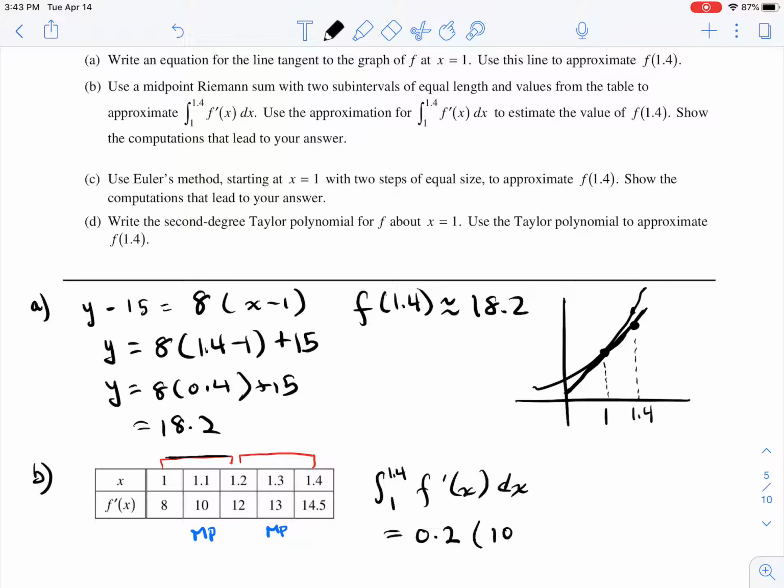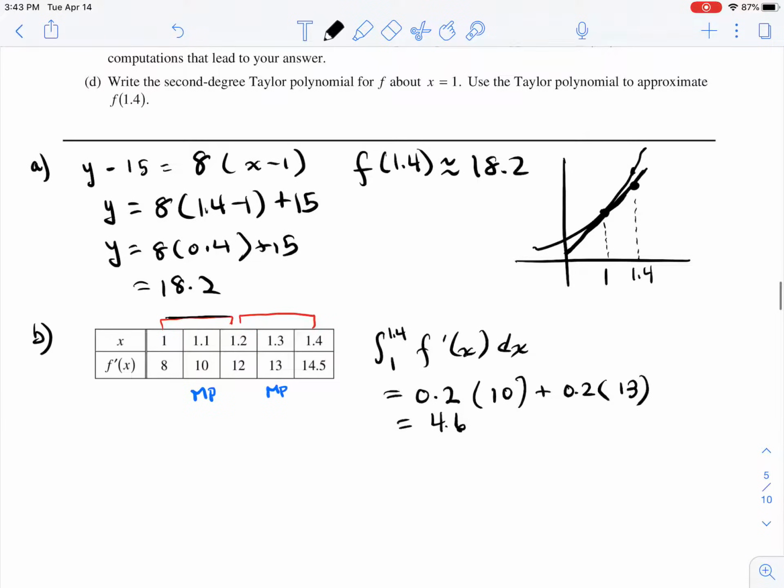And you can just go ahead and add the other midpoint within here if you want, but just so that we can really see the two separate subintervals, I'm going to write 0.2 times the height of the second midpoint, which is going to be 13. And let's see, that would give us 2 plus 2.6, so that's going to be equal to 4.6. Okay, now this gives us the integral from 1 to 1.4.